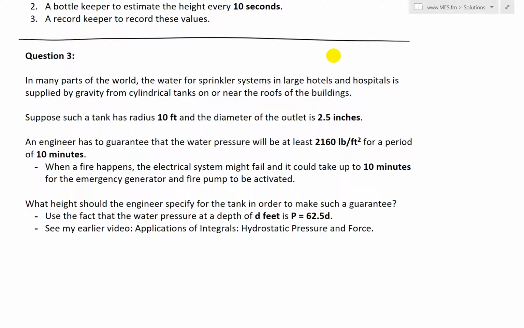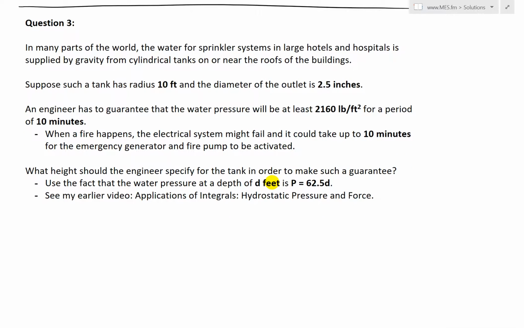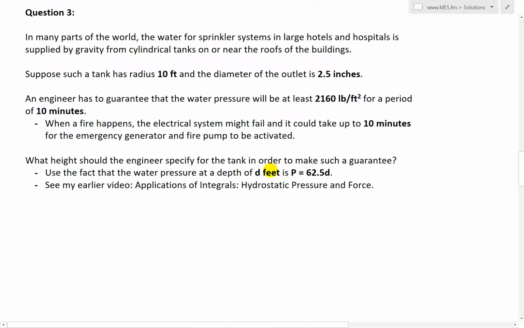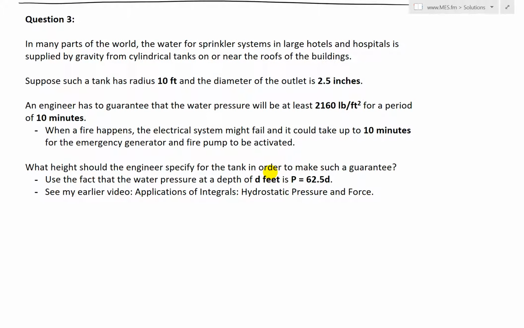So question 3 states, in many parts of the world the water for sprinkler systems in large hotels and hospitals is supplied by gravity from cylindrical tanks on or near the roofs of buildings. If you go outside in your city or town, you might see some of these large tanks of water, and that's probably what they're used for.